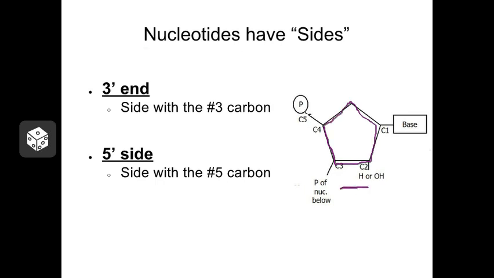The foundation of the house, the base of the house down here, is called the 3' end. Now, why is that? Well, it's because the 3 carbon is on that side. It's at the base of the house. The roof of the house up here is actually referred to as the 5' side, and that's because it's closest to carbon number 5, which is over here. When we use these nucleotides and build them into long strands, those strands are also going to have 3' and 5' ends.